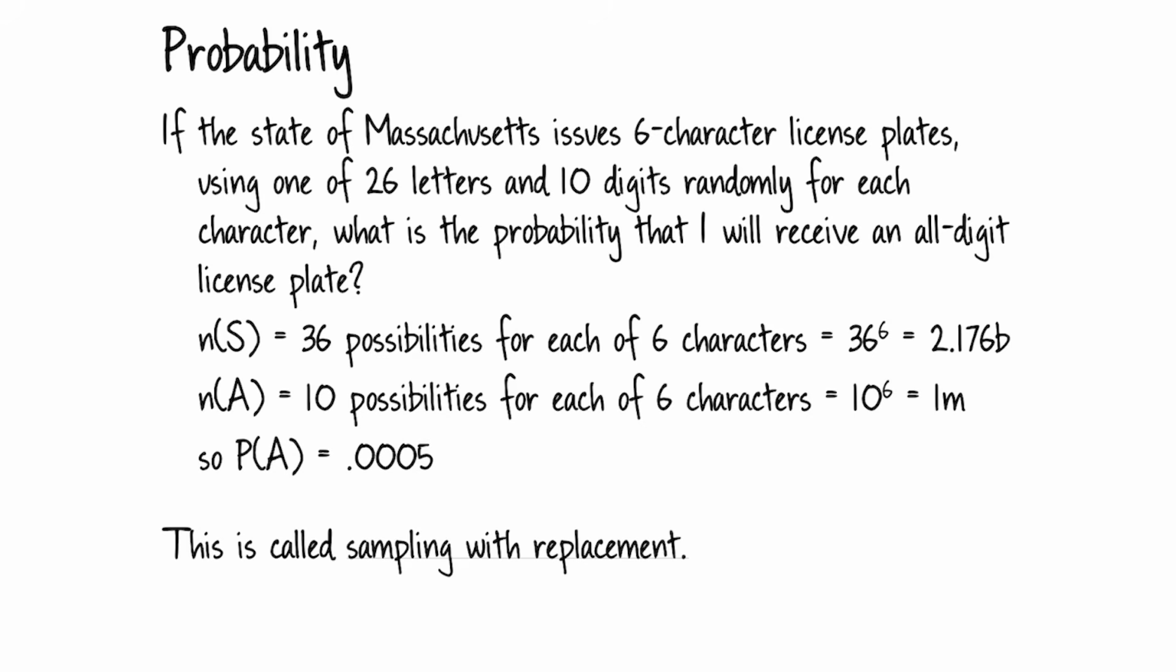So what's the probability that I'm going to receive a license plate with all digits just by chance? Well, there are only 10 possibilities for the first character in that license plate, 10 for the second, and so forth. That gives me 10 to the 6th possibilities for my all-digit license plate, or 1,000,000. And so if we do the division, we get the probability of A is equal to 0.0005.